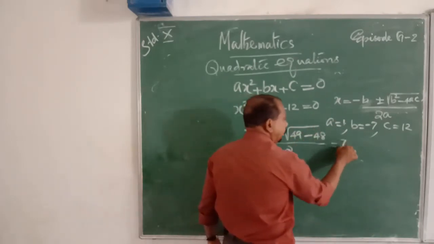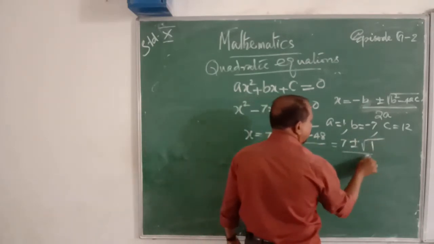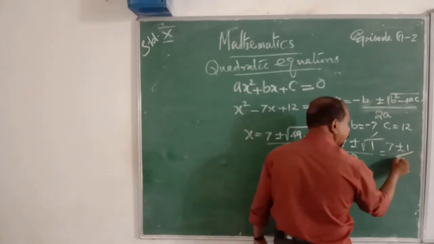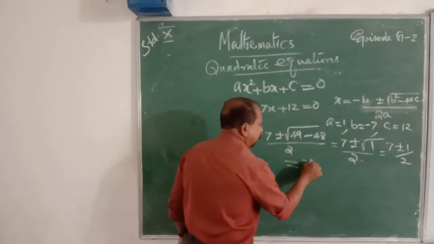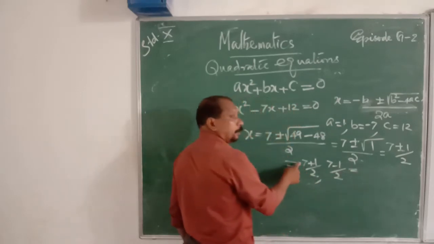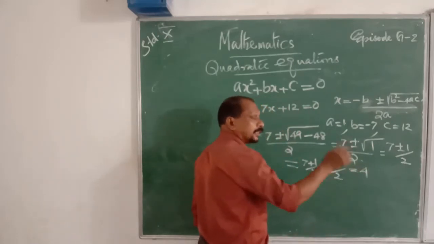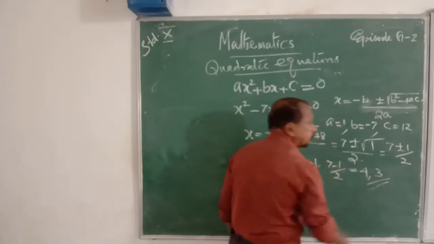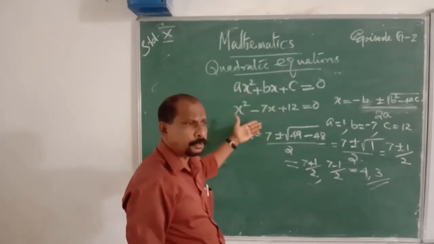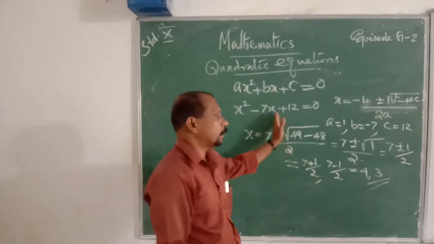This is equal to 7 plus or minus root of 49 minus 48, 1, by 2, is equal to 7 plus or minus root of this 1, which is 7 plus 1 by 2, 7 minus 1 by 2. 7 plus 1, 8, 8 by 2, 4. 7 minus 1, 6, 6 by 2, 3. Therefore, 4 and 3 are the roots of this quadratic equation. We explained that by the factorization method. Therefore, x is equal to 4 and 3 are the solutions of this quadratic equation using the quadratic formula.